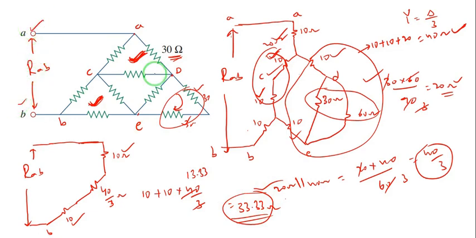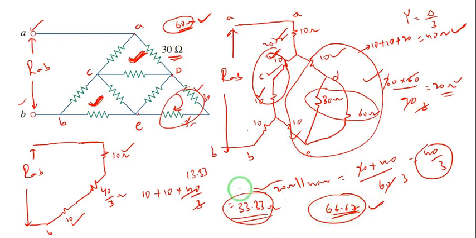For the same question, if 60 ohms is given, as in some exams and websites, the answer will be 66.67, just double. For 30 ohms, 33.3 ohms is the correct answer. Very important model, so just take a screenshot of this.